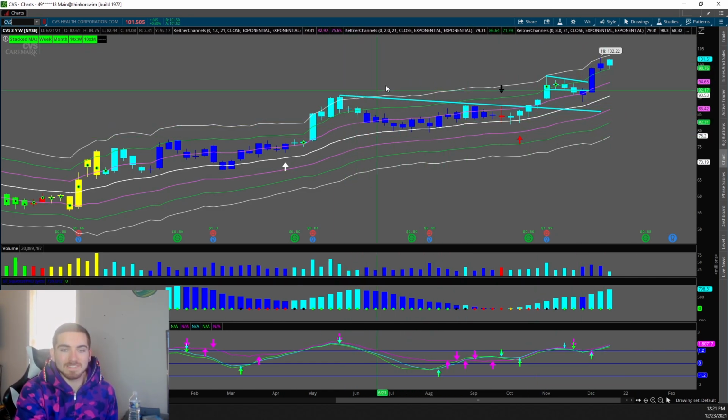If we go on over to CVS, we took a swing on it right here. If we look at the weekly time frame, we can see that we get the light blue bars with the red and orange dots.